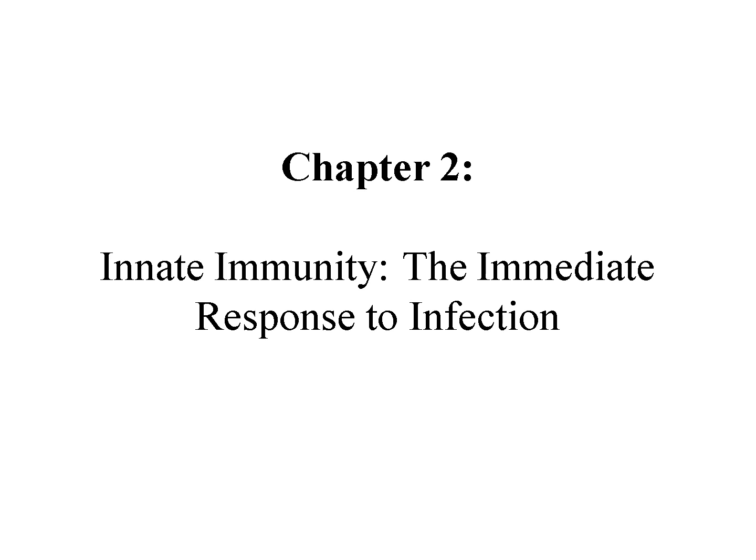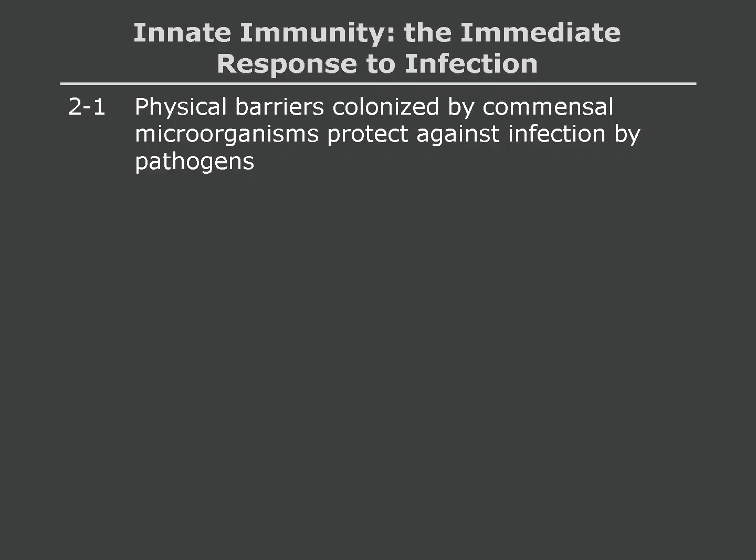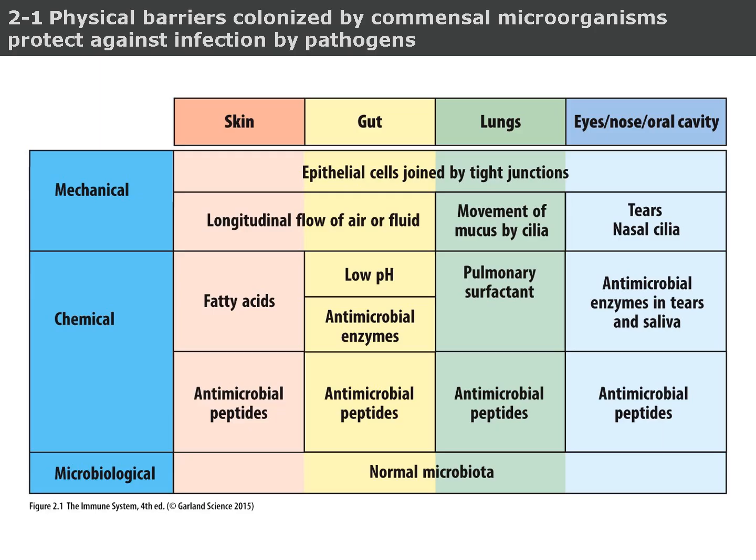Chapter 2: Innate Immunity. The immediate response to infection. Physical barriers colonized by commensal microorganisms protect against infection by pathogens. Let's explore how our body's physical barriers, colonized by commensal microorganisms, protect us from infection by pathogens.